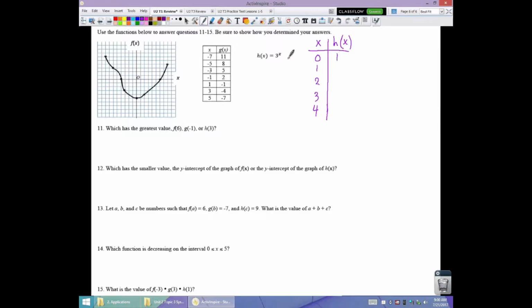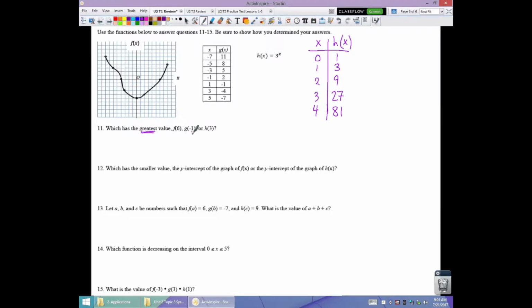3 to the 0 is 1. You know, anything to the 0 power is 1. 3 to the first is 3. 3 to the second is 9. 3 to the third is 27. And 3 to the fourth is 81. I may need different values from what I see there, but it gives me that idea of what I see going on here. So, which has the greatest or the largest value?